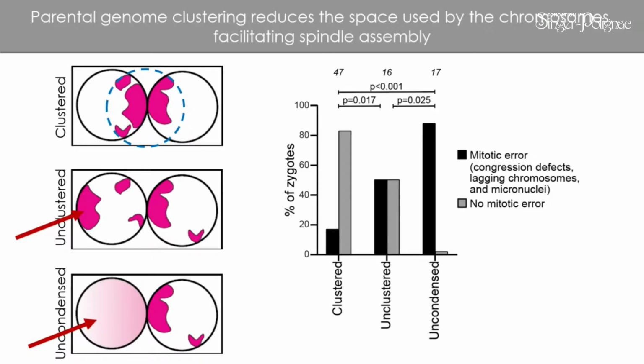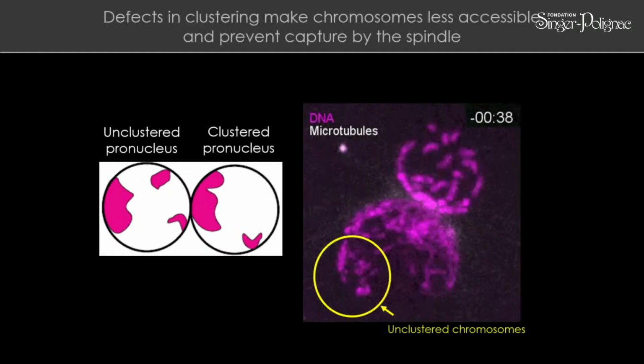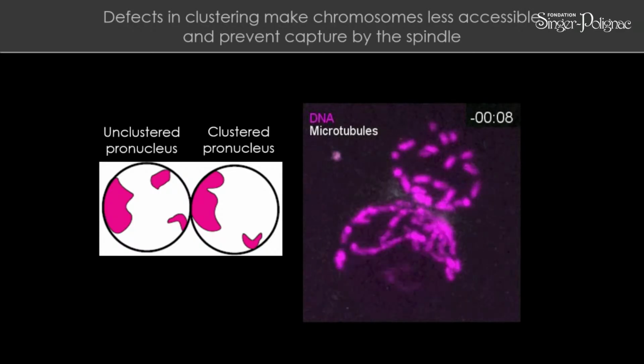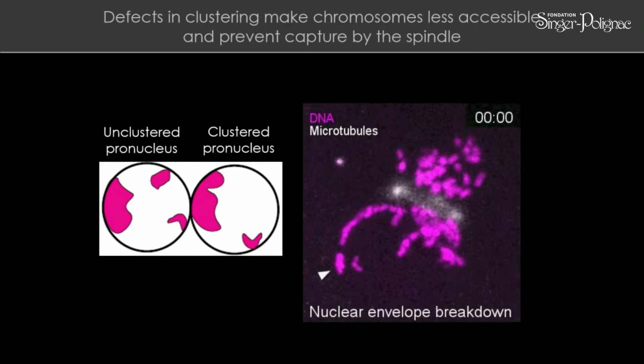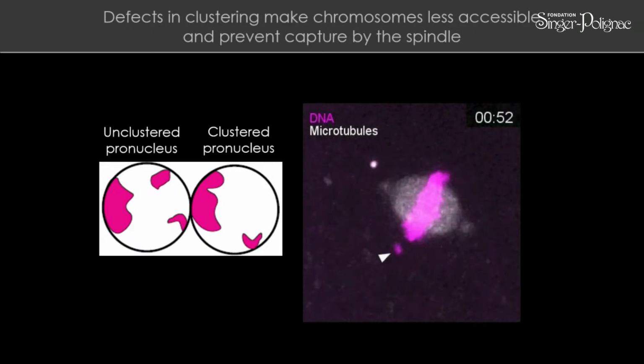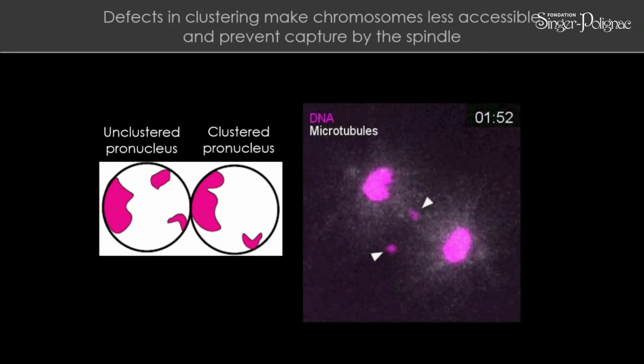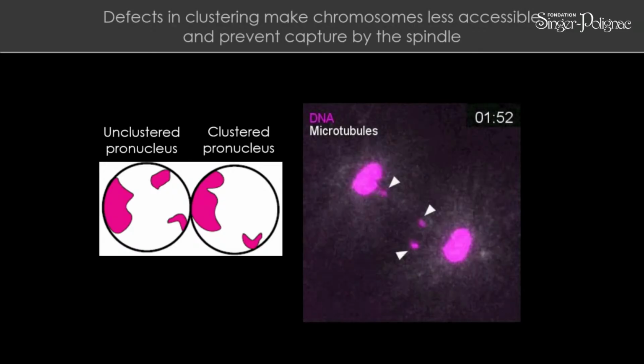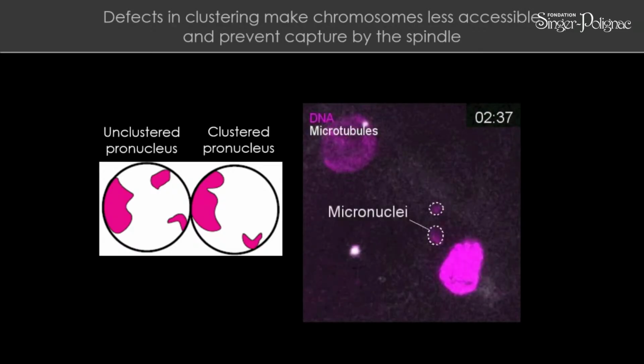I tested this in multiple ways. I will show you just one data set. This is the unclustered group, and you should follow the chromosomes that are in this yellow circle and see that they will join the spindle later. And one of them, for whatever reason, and I'd be very happy to figure out why, fails to join the metaphase plate, and it ends up in a micronucleus.